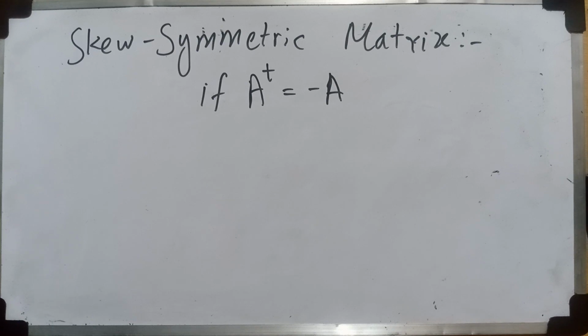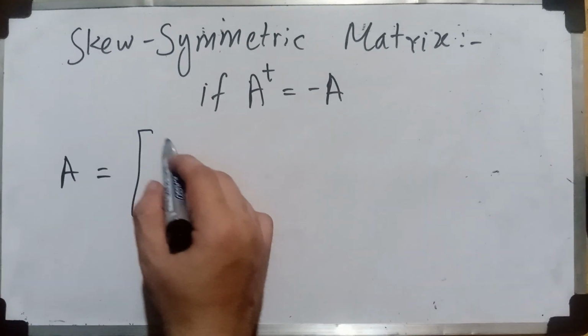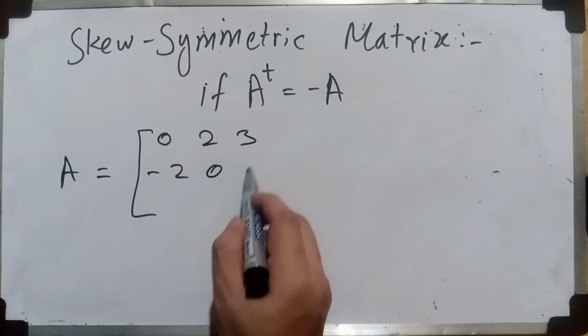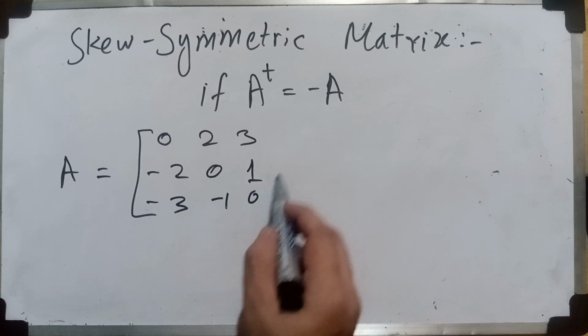Now let's talk about the specific type of matrix here, which is called a skew-symmetric matrix. A skew-symmetric matrix, which is also a square matrix, is a type of matrix where, if you take its transpose, it becomes the negative of that matrix. So let's look at an example here. Let's call it A, and its values are 0, 2, 3, -2, 0, 1, -3, -1, and 0.